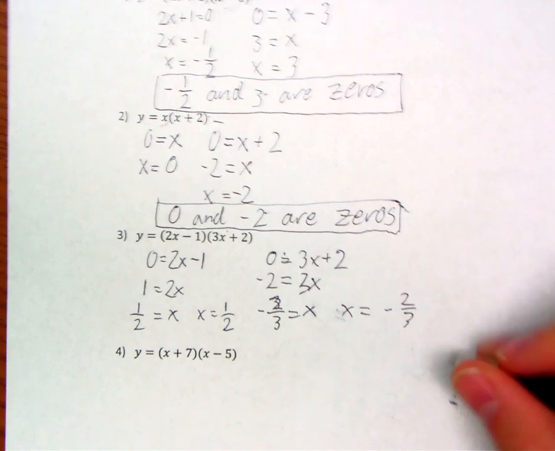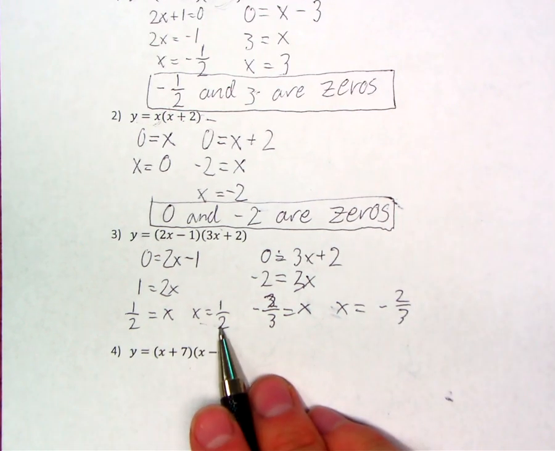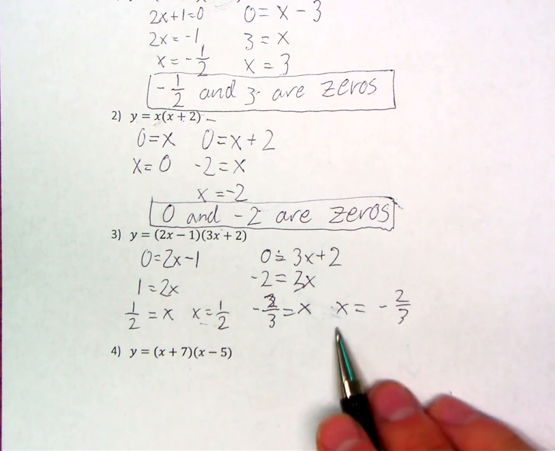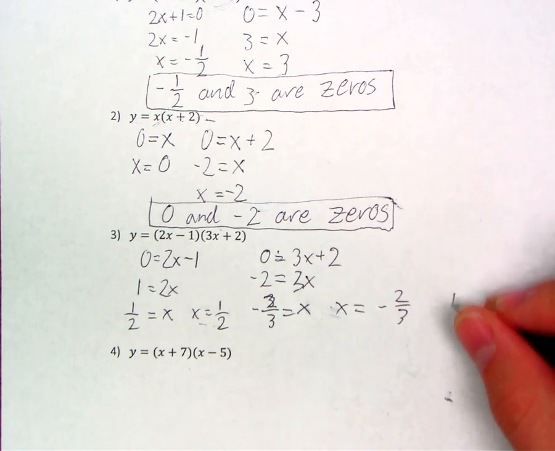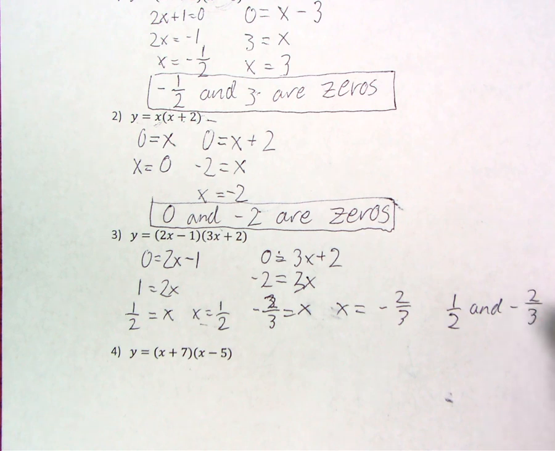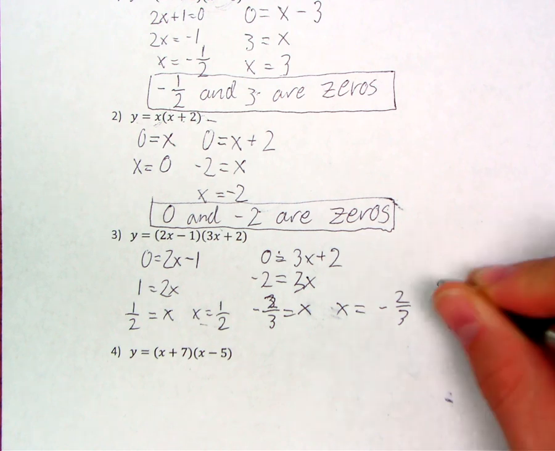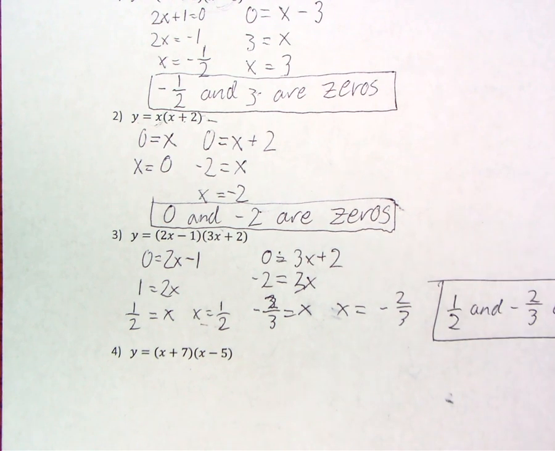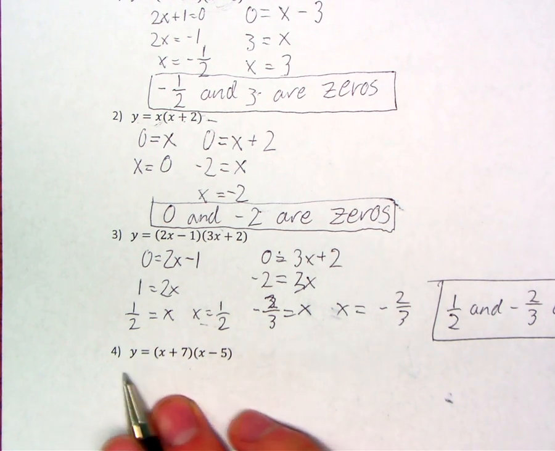So what are my zeros? My zeros are x equals 1/2. That'll make y equal 0. And x equals negative 2/3. 1/2 and negative 2/3 are zeros. All right, give this last one a try.